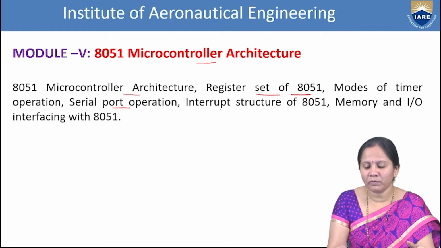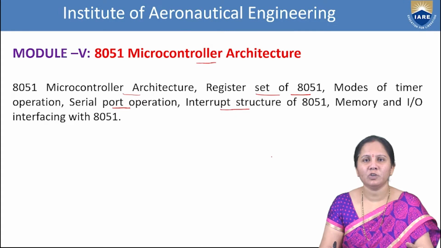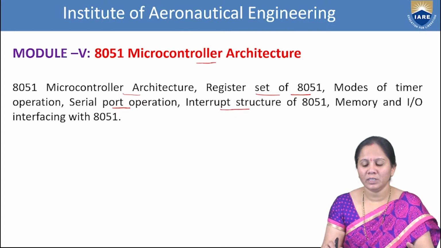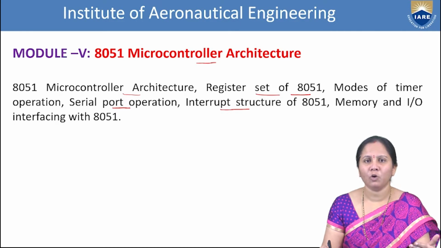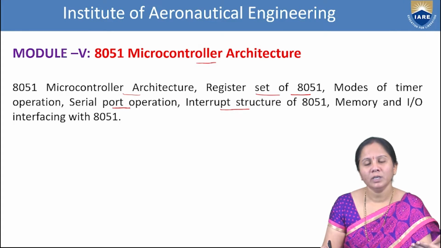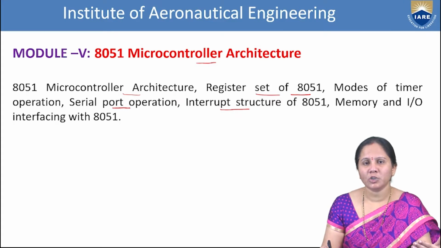Next we went for the interrupt structure of the 8051 microcontroller. In this, we saw what an interrupt is, how many sources of interrupts there are, what the interrupt structure of the 8051 looks like, and how to handle an interrupt when it comes at the 8051 microcontroller. This is called the interrupt handling mechanism.